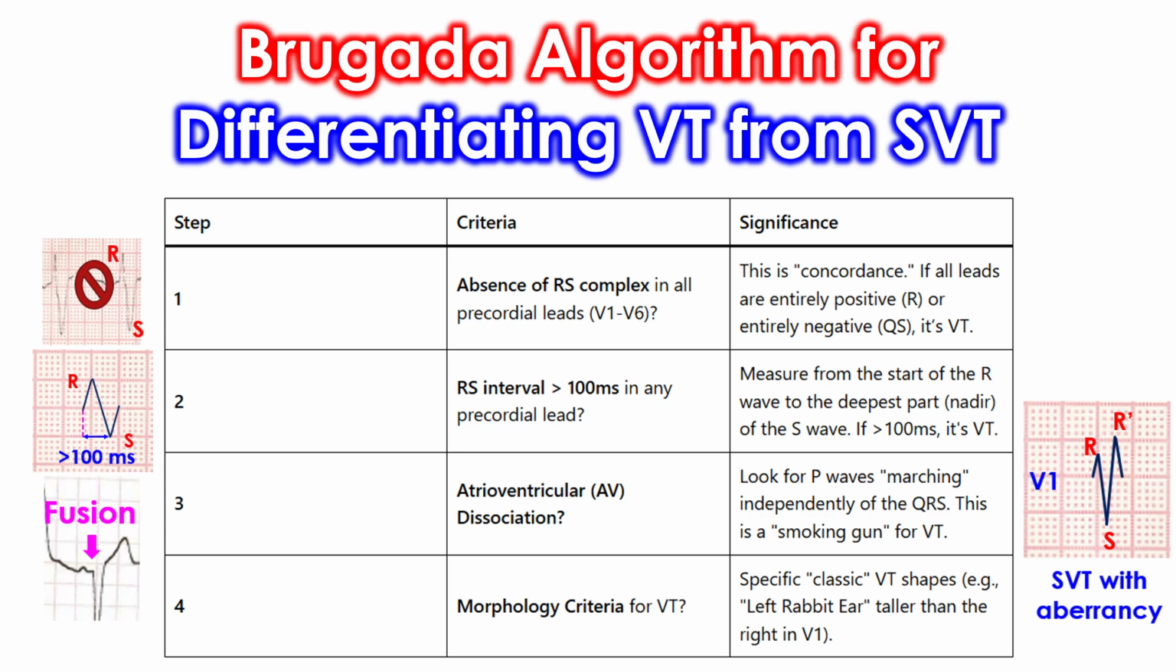The Brugada algorithm is for differentiation. Is this ventricular tachycardia or just supraventricular tachycardia with aberrancy, like a bundle branch block? Follow these 4 steps in order. If the answer is yes to any step, the diagnosis is ventricular tachycardia.